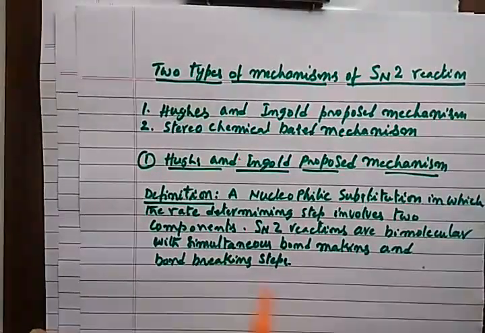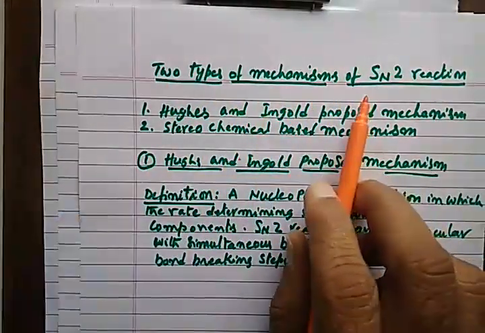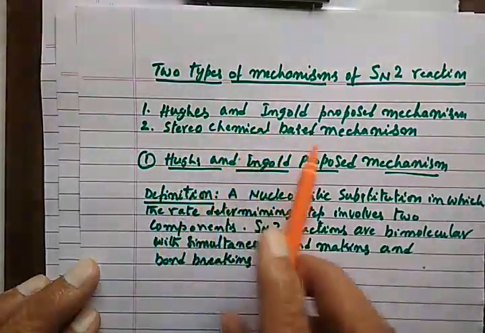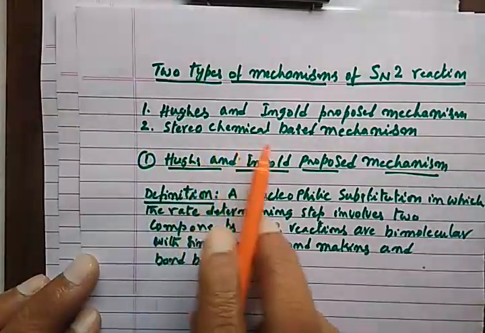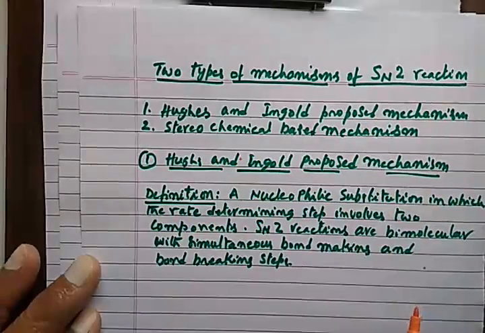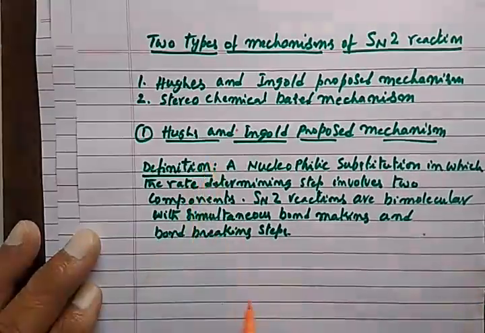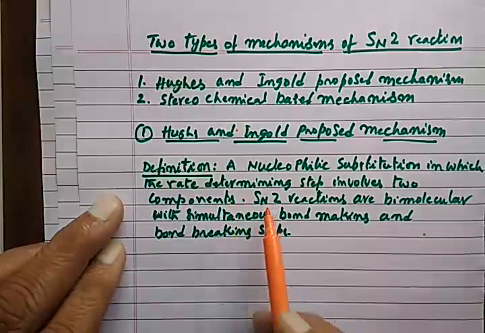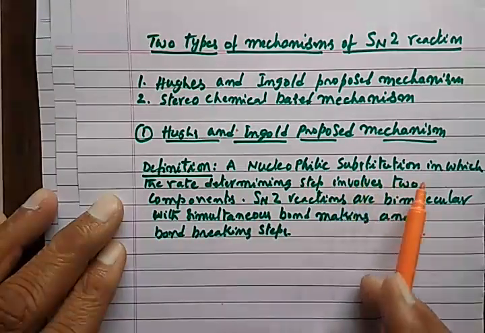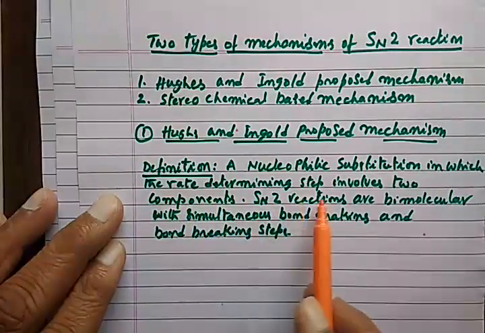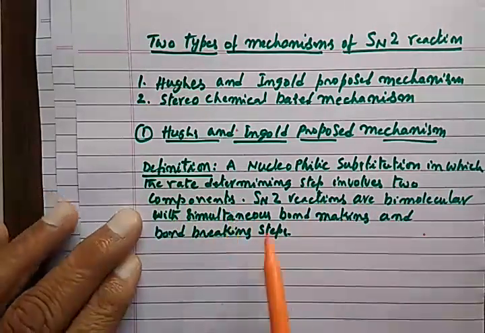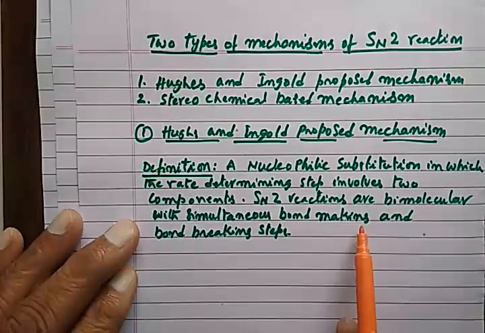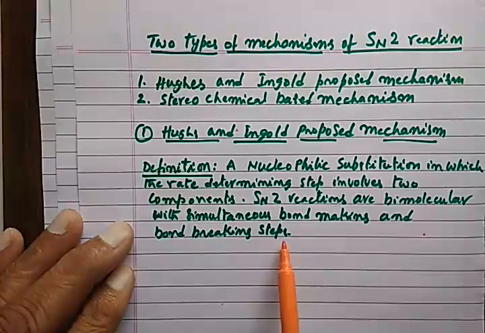As I mentioned earlier, there are two types of mechanisms for the Sn2 reaction. The first one is the Hughes and Ingold proposed mechanism, and the second one is the stereochemical based mechanism. The fundamentals required for this are already explained. Now we will take up the actual reaction, the Hughes and Ingold proposed mechanism. The definition I will read. A nucleophilic substitution in which the rate determining step involves two components. Sn2 reactions are bimolecular with simultaneous bond making and bond breaking steps.